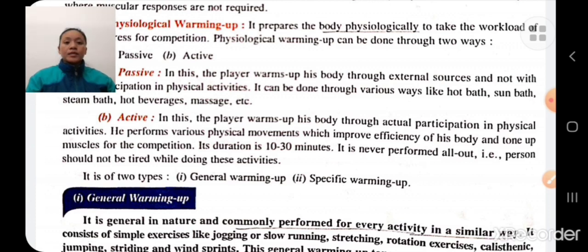Active warming up has two types: general warming up and specific warming up. General warming up is general in nature and commonly performed for every activity in a similar way, like jogging, stretching, running, etc. First we do stretching, light jogging, running, and some set of exercises like forward bending, sideward bending, side jumping, wrist and ankle rotation, jumping jack, etc. These are general warming up, which are the same for all games and sports.